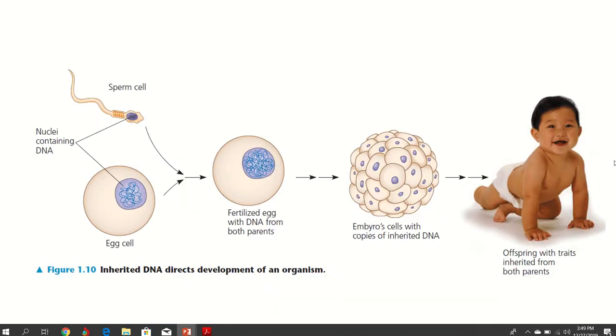The sperm cell and the egg cell of a mother and a father will join and form a zygote, combining all the genetic material or the DNA from the parents. So, you will develop some traits from them.